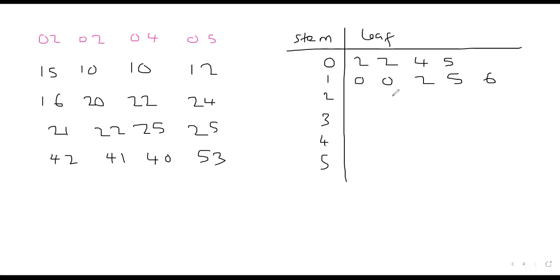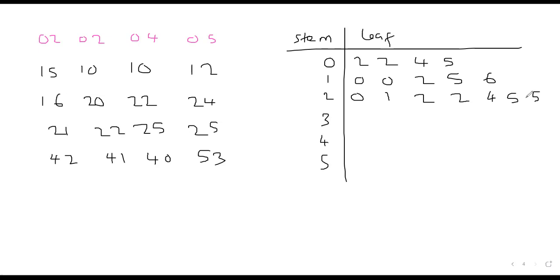On the 20s, what numbers do we have? 20, then 21, correct. Then 22, and another 22. Then 24, and 25, and another 25, correct.